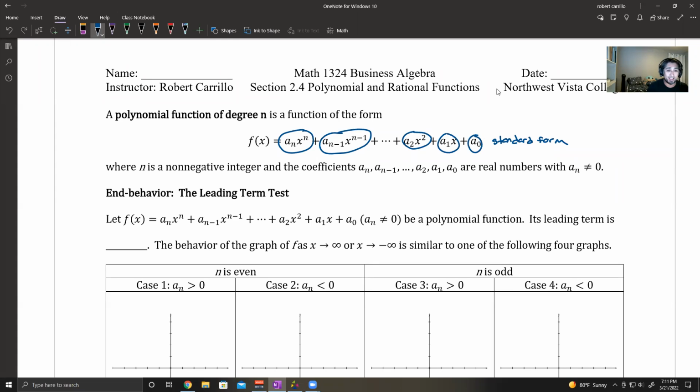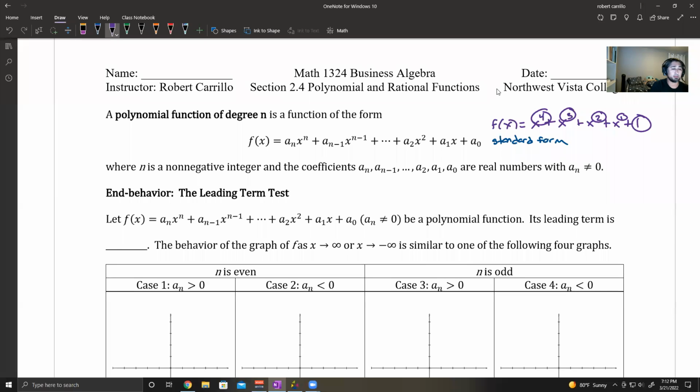All this is saying is that if you have a polynomial in standard form, it should start with the highest power to the lowest power to the constant. That's it. So all that complicated writing there just says that a standard form polynomial should go from highest power to lowest power to constant, such as if I wrote f of x equals x to the fourth plus x cubed plus x squared plus x plus one. We go from highest power to lowest powers to constant. That's it. So don't think of it being too complicated. Just highest power to lowest power.